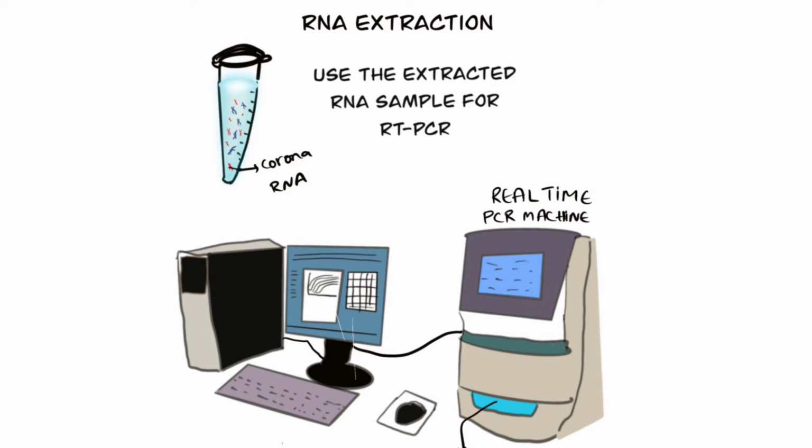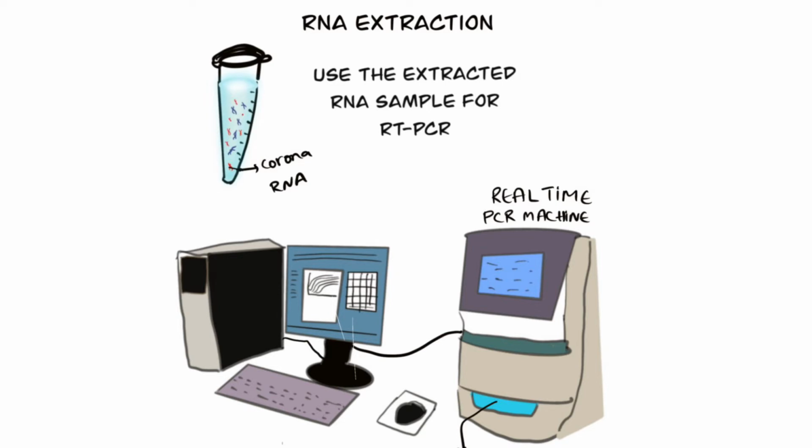But this real-time PCR works in a way that you can amplify only the coronavirus nucleic acids by using specific primers which bind to the virus RNA and amplify it, so that we'll know whether the person is positive or not.